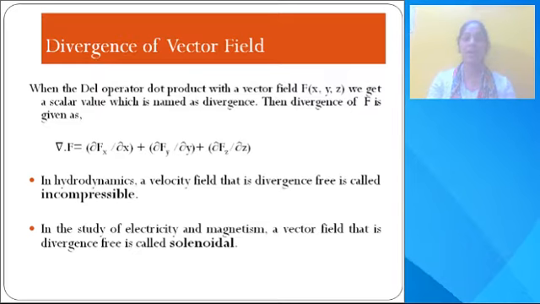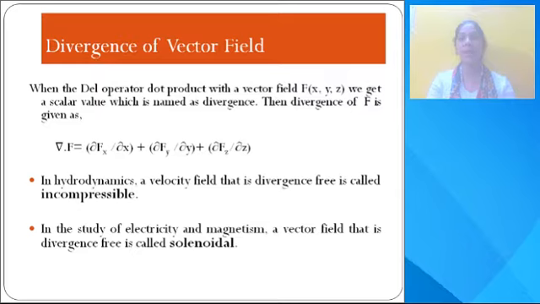When the del operator takes a dot product with a vector field F(x, y, z), we get a scalar value which is named divergence. Then divergence of F is given as del dot F, equal to dou Fx by dou x plus dou Fy by dou y plus dou Fz by dou z. Here we can see there is no i, j, k. That means it is not a vector field but a scalar field.